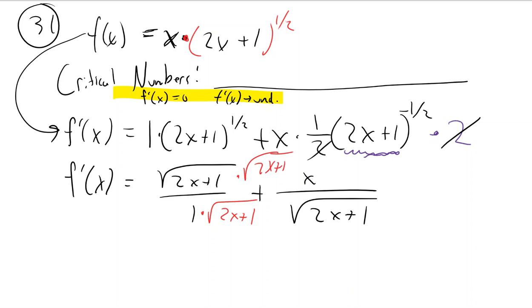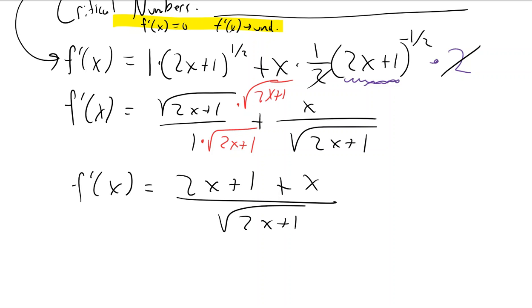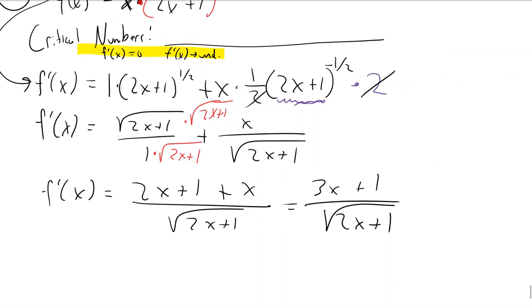So of course I've got to multiply the numerator by 2x plus 1. And luckily the square root of 2x plus 1 times the square root of 2x plus 1 is just going to be 2x plus 1, plus this x over this new common denominator. Combine your x's in your numerator, and now I've got the first derivative in a form that's not too bad to solve and deal with.